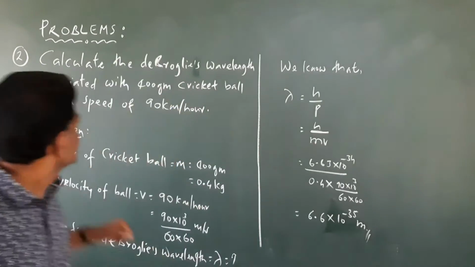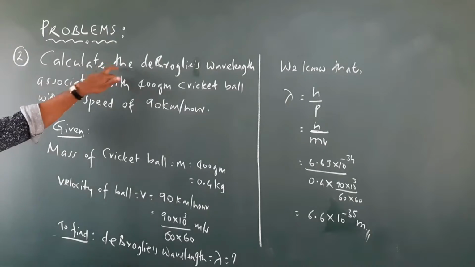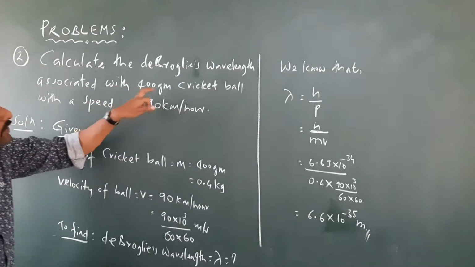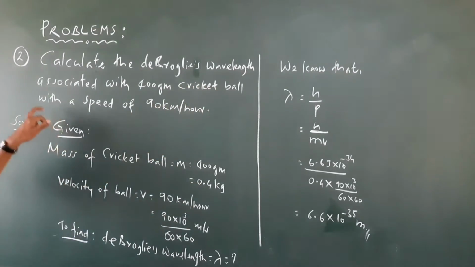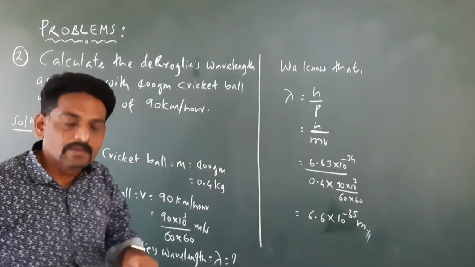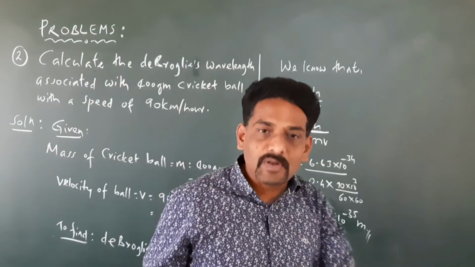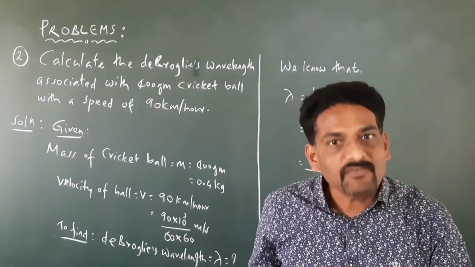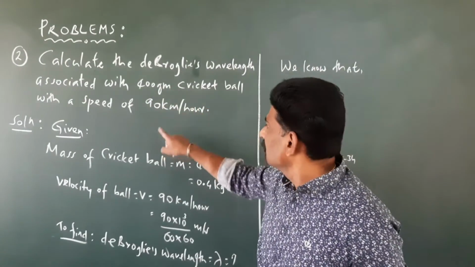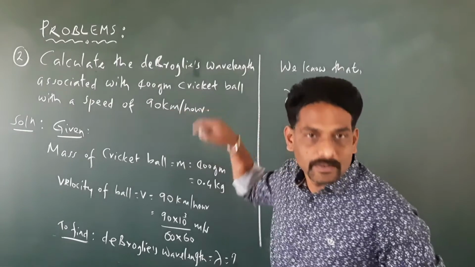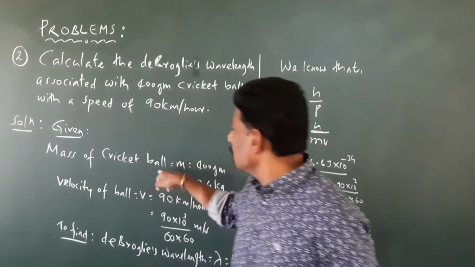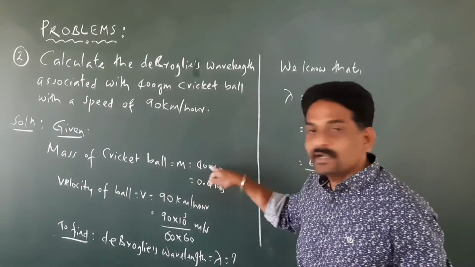We have a problem, that is, calculate the de Broglie's wavelength associated with a 400 gram cricket ball with a speed of 90 km per hour. So we are supposed to calculate the de Broglie wavelength of a cricket ball of mass 400 gram having a speed of 90 km per hour. So what are the given values? Mass of the cricket ball is given. It is given as 400 gram.